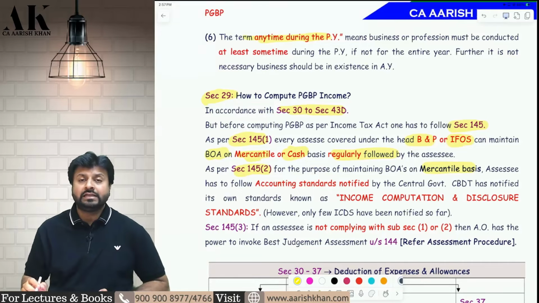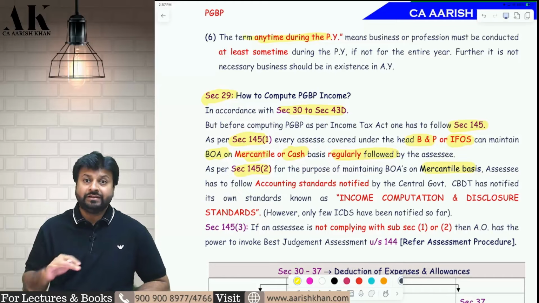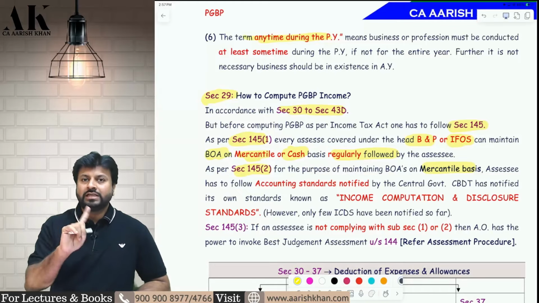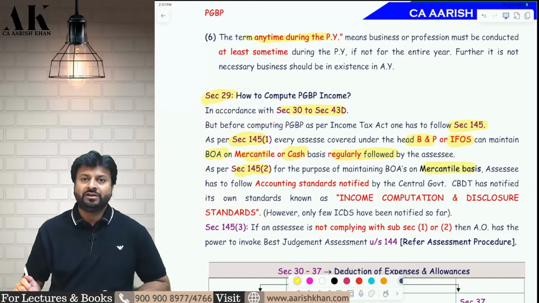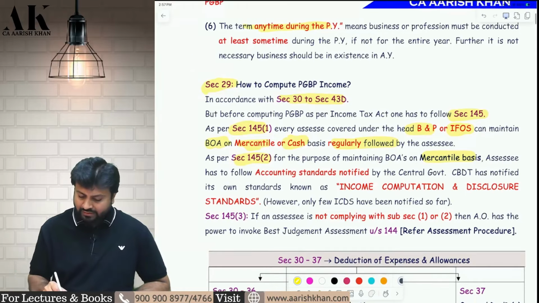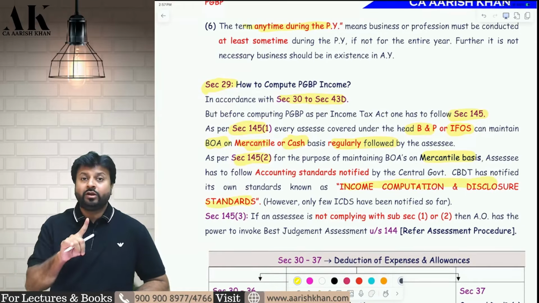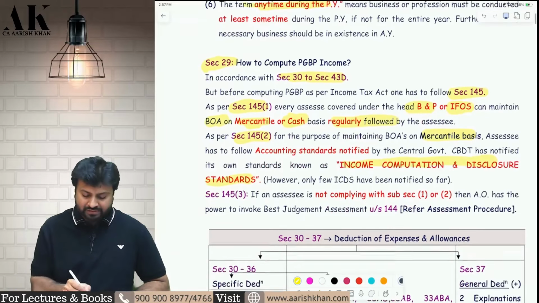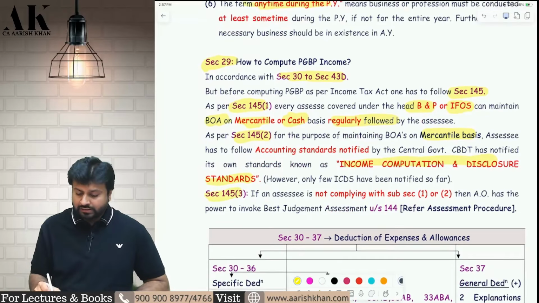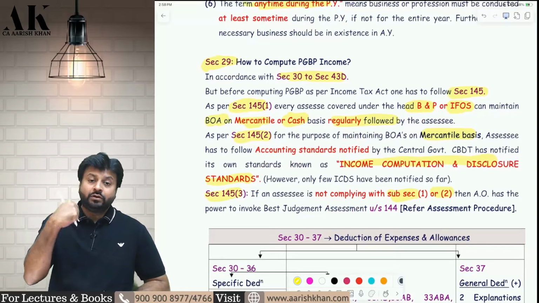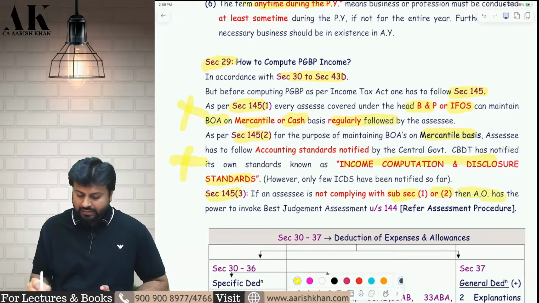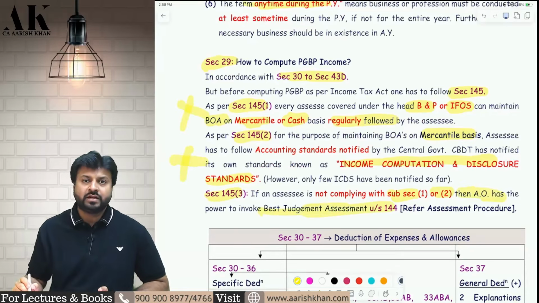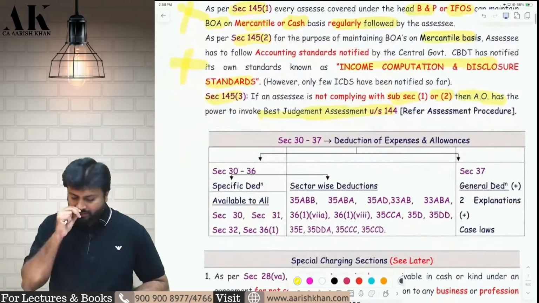If you follow mercantile, then you have to follow the accounting standards given by whom? ICAI? No. ICAI accounting standard does not have any value under the income tax law. You have to follow the income computation and disclosure standards. And subsection 3, what does it say? If you are violating subsection 1 and 2, then the AO will initiate best judgment assessment against you under section 144, which we will see in the chapter of assessment procedure. That will come later on. Today we are not talking about that.